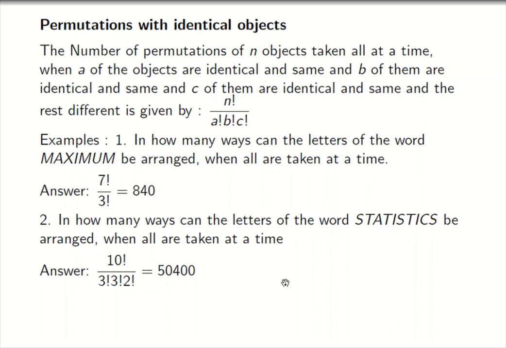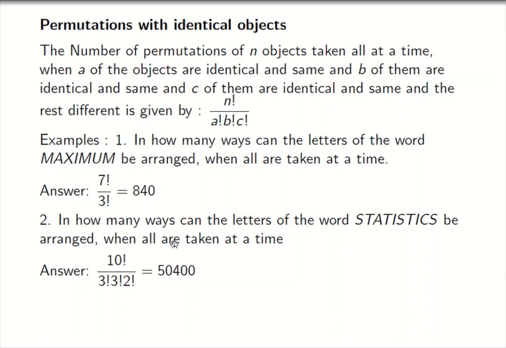And now the formula will be, after counting them, 10 factorial over S is repeating. How many of the S? 3. So 3 factorial times T is repeating. How many of them? 3. 3 factorial times I is also repeating, 2 factorial. So you can count every one of them. Then you solve this on a calculator, 10 factorial over 3 factorial times 3 factorial times 2 factorial, and this will give me 50,400. This is very easy and very simple to do.